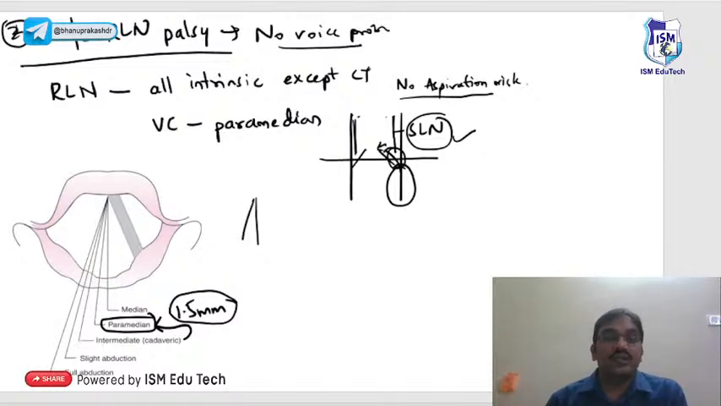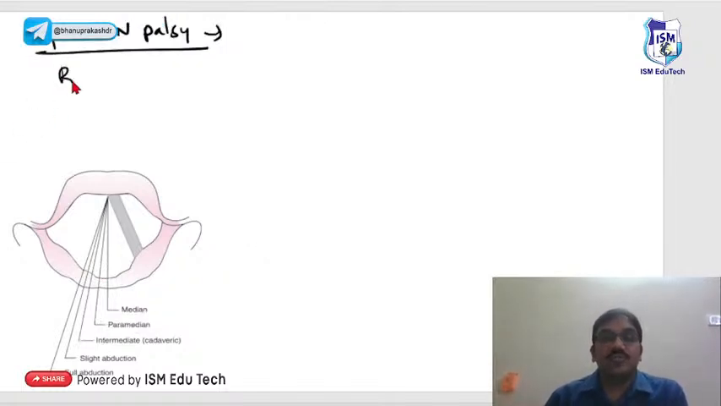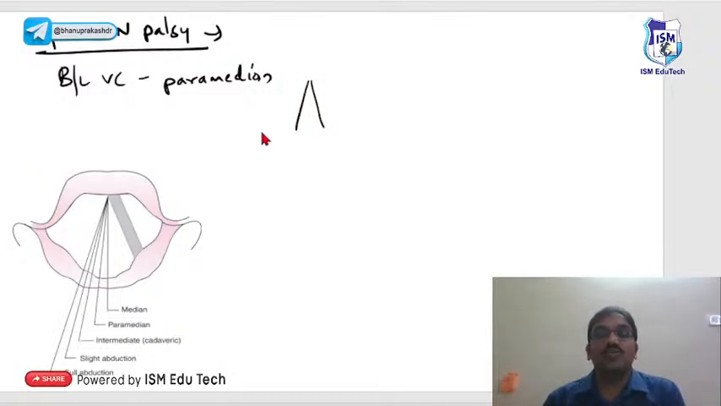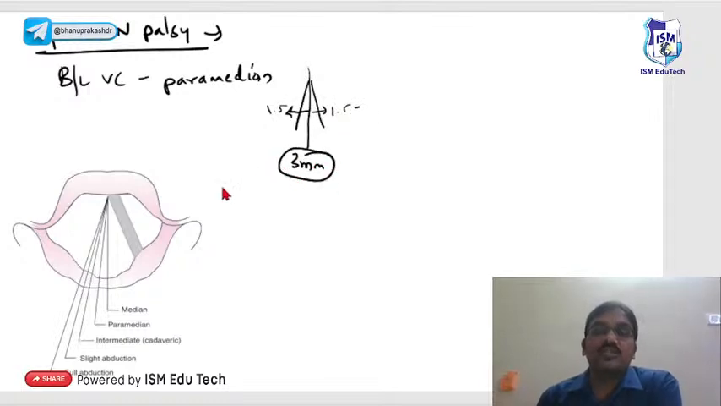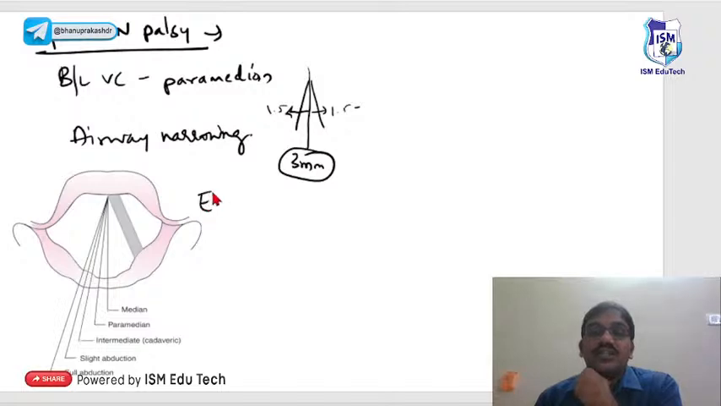Now in case of bilateral SLN palsy, bilateral vocal cords will be lying in the paramedian position. Simple, right? Both will be lying like this and there is no movement. Both are paralyzed. From the midline, this side 1.5 mm and this side 1.5 mm. That means only a 3 mm gap is present, and through the 3 mm gap the patient has to take breath. That means airway narrowing is present, which is very dangerous. Airway compromise is present. So in these cases, you have to go for an emergency tracheostomy.